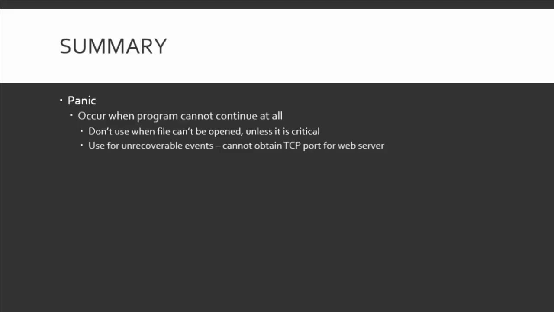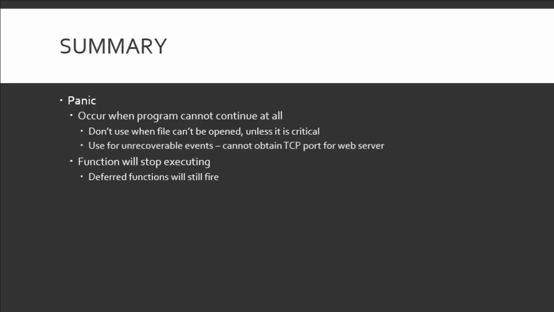Don't use them when a file can't be opened, unless it's a critical file. For example, if you're opening a template that's used in a web application to generate your view layer, then that might be something that's worth panicking over. But if you're trying to open a log file and you can't get there, there's no reason to panic necessarily. You just need to return an error value and then inform somebody that the logs aren't available. A situation where you might want to panic is unrecoverable events. If you're starting up a web server and it can't get a hold of the TCP port it's supposed to be listening on, then that's probably a situation where a panic makes sense.